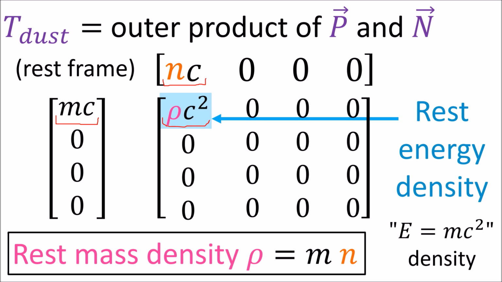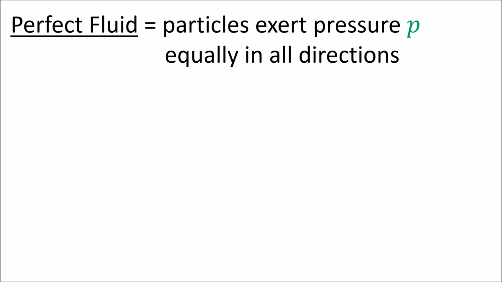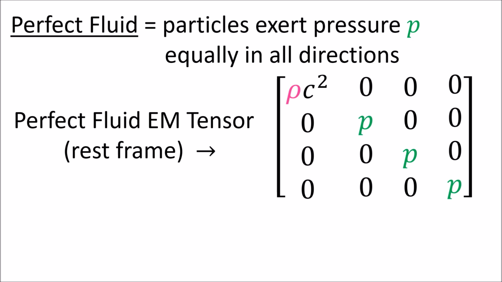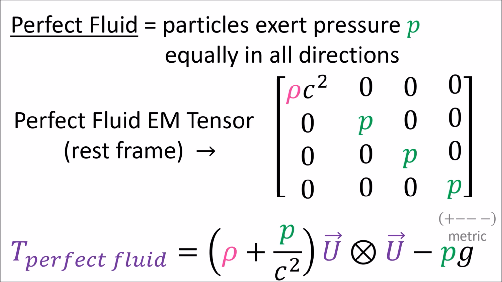Now, not all energy-momentum tensors are dust-like, where we can write it as a tensor product of 4-momentum and the number-flux 4 vector. For example, if the particles exert equal pressure on each other in all directions, then the xx, yy, and zz components of the energy-momentum tensor will be equal to a pressure p. This is the energy-momentum tensor for a perfect fluid, where the particles are stationary in space but exert constant pressure on each other. There are many other types of energy-momentum tensors that I won't get into in this video.